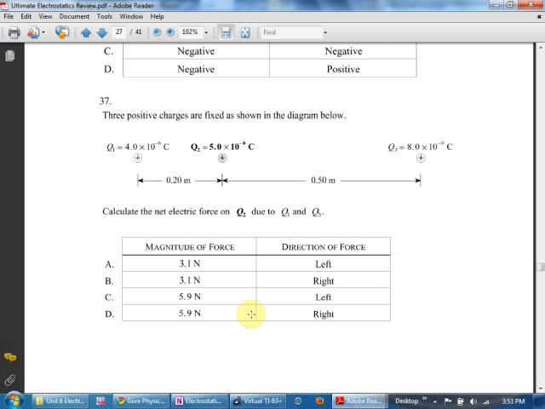So I'll go F equals KQ1 Q2 over R squared. F equals KQ1 Q2 over R squared. Oh, direction, positive to the right. Direction, oh, positive to the left. Repelling and repelling. So right minus, I go bigger minus smaller. Cathode ray, a little bit of that.